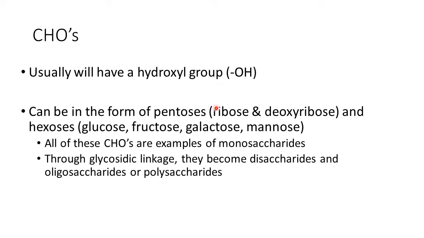So with our pentoses, we have ribose and deoxyribose. Those are big for DNA right there and RNA. And then for our hexoses, you have glucose, fructose, galactose, and mannose. What do you notice about every one of these words? Every one of them has OSE at the end. So if you see OSE, you can be pretty confident that we're talking about a carbohydrate.